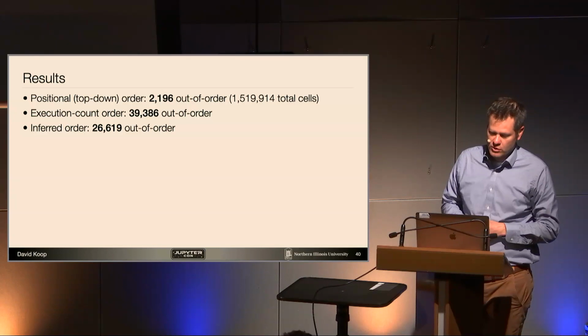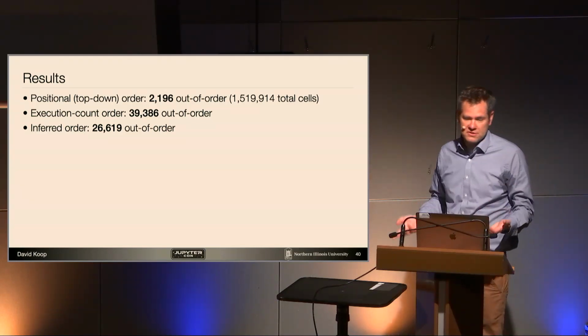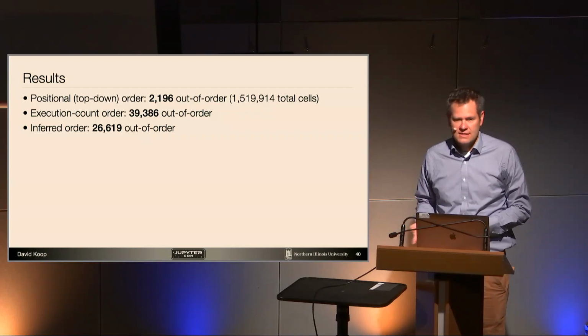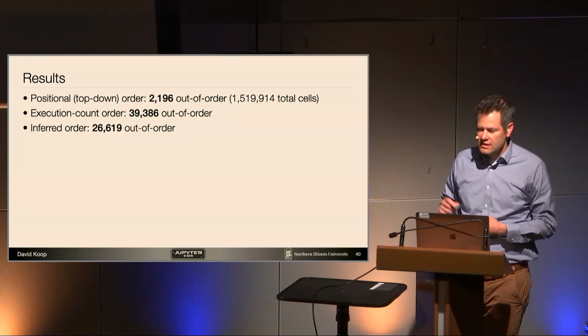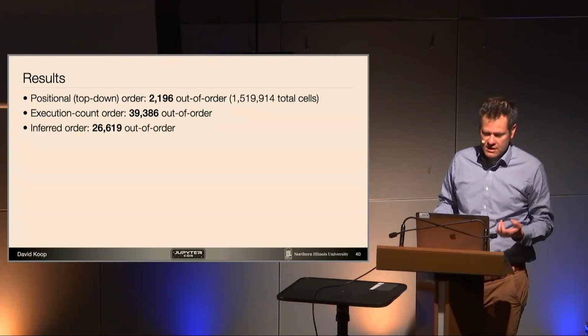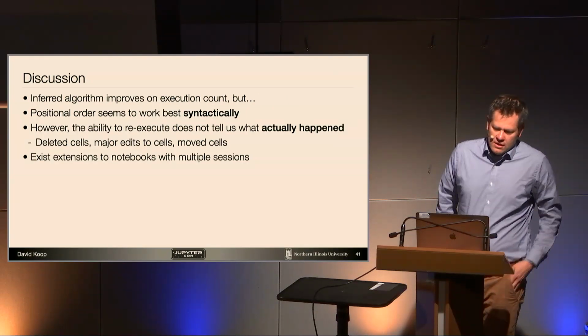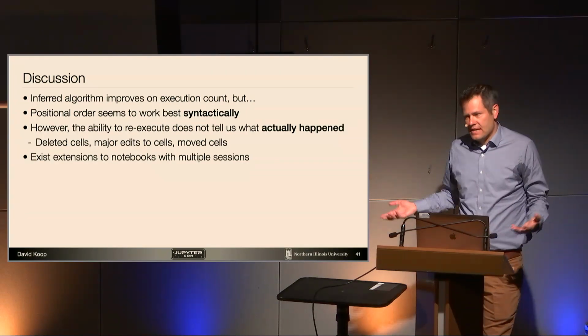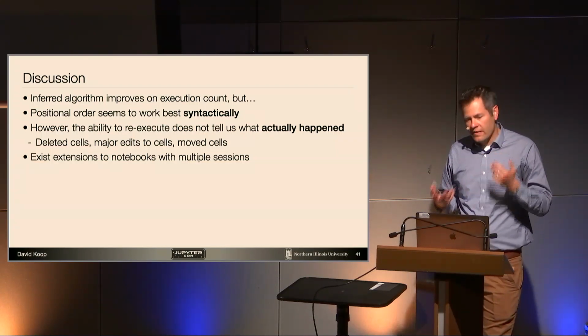There's a lot of out-of-order cases. And the inferred order is much worse than the positional order, right? Our algorithm doesn't do great, but it does cut down, compared to following the execution counts exactly, a lot of those errors, right? About 13,000 or so of those. So positional order still works best syntactically, right? People think about their documents, their notebooks, in this top-down format, and that makes sense.